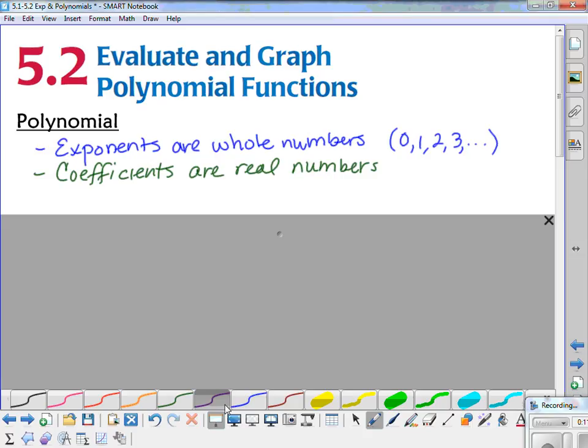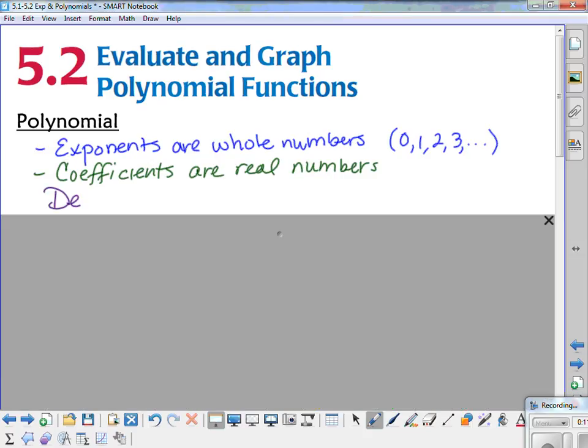And then the degree of a polynomial, just so you know, the degree of a polynomial is equal to whatever the highest exponent is in the polynomial.